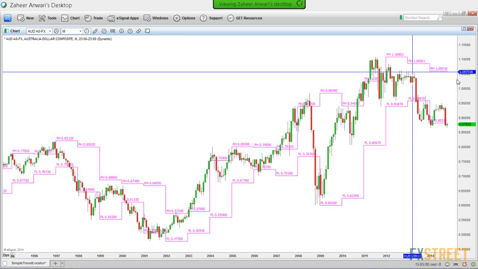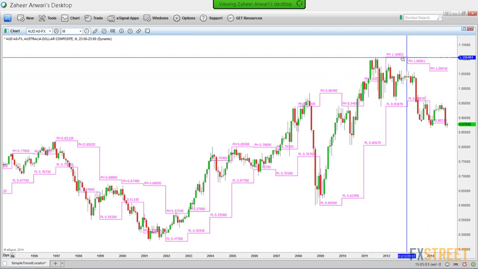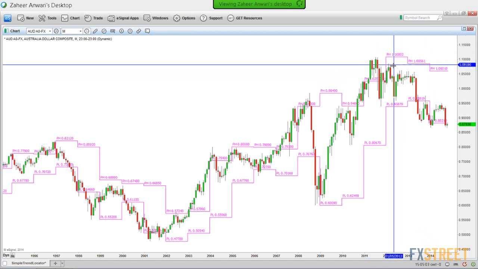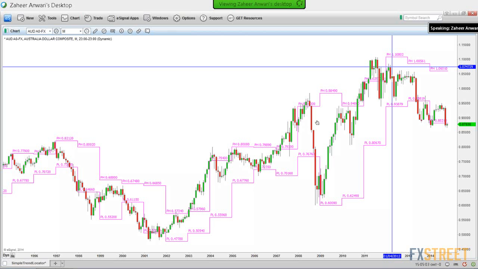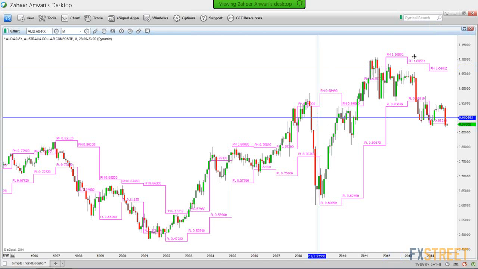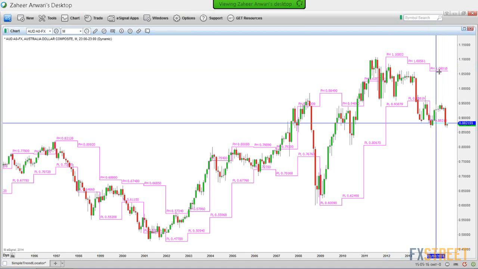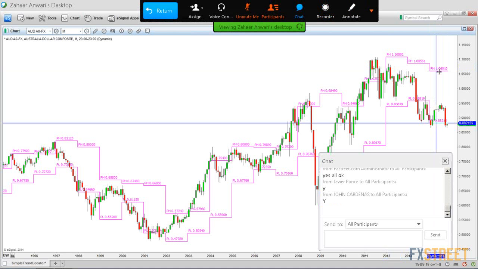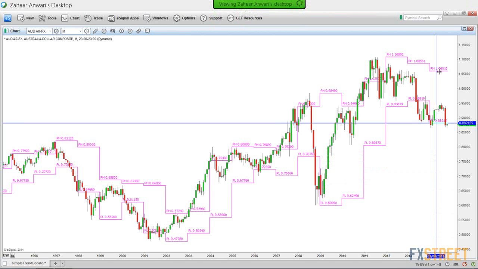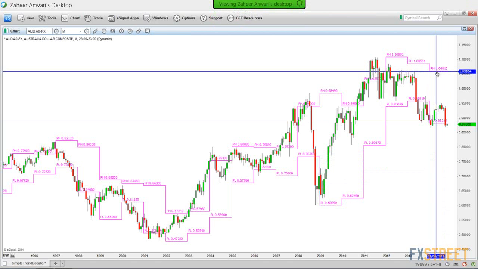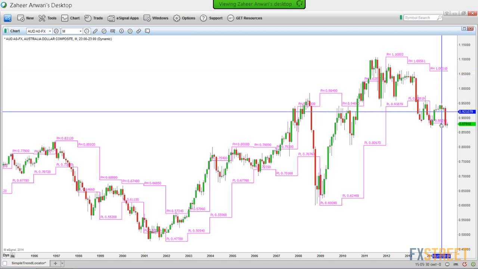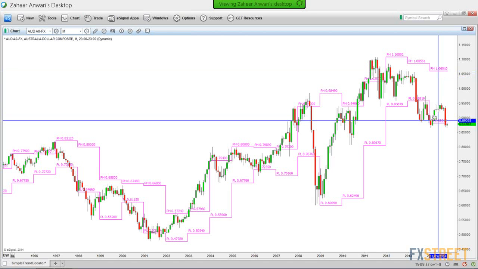What you'll notice on the monthly chart are these pink lines. What these pink lines represent are effectively the high. You can see where it says PH, PH, PH. So effectively the high and the low of previous years. Those are the major areas of support and resistance that I'm looking at, the high and the low of previous years. So this pink line high where it says 1.0601, this is the high of 2013 as we are in 2014. This is the low of 2013. And so on and so forth.